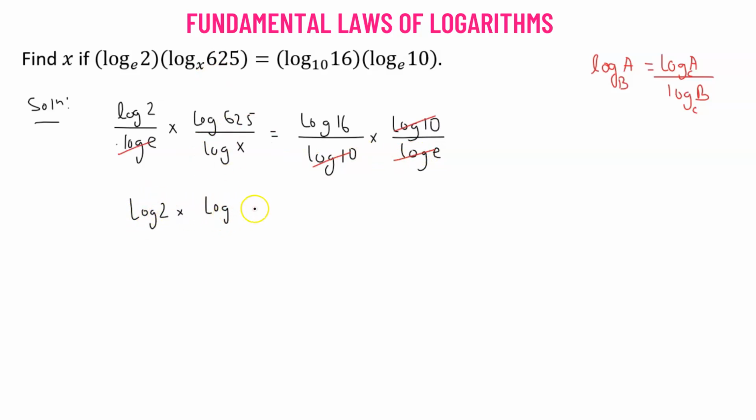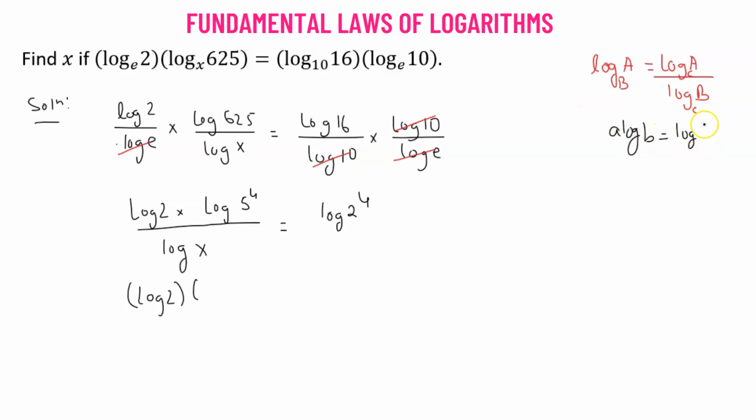So 625 is 5 raised to the power of 4, all divided by log of x, and is equal to log of 16. So 16 is 2 raised to the power of 4. So this gives us log of 2 multiplied to, we will use a property. That means if we have a times log of b, that's equal to log of b raised to the power of a. We'll use this property to rewrite log of 5 raised to the power of 4 as 4 times log of 5.